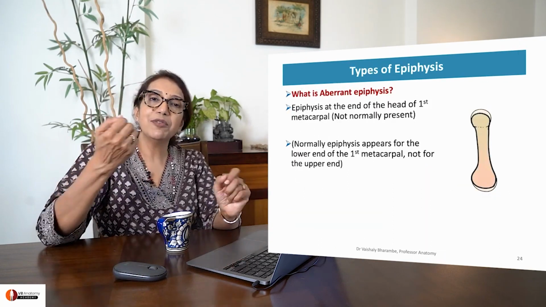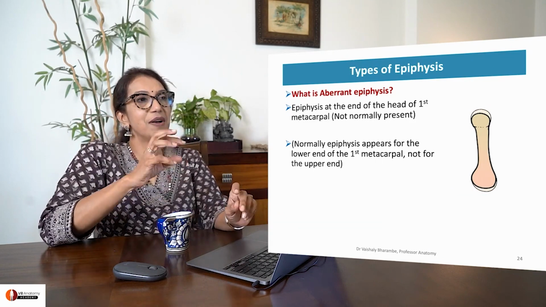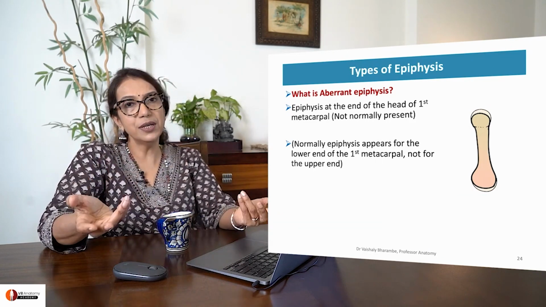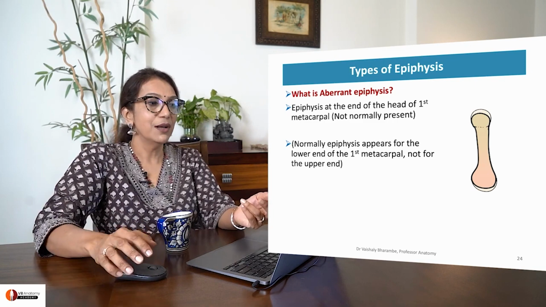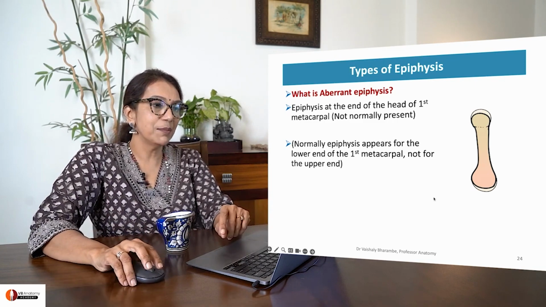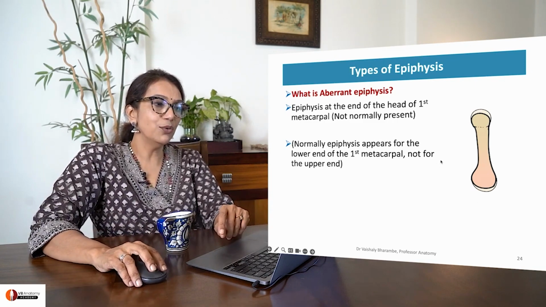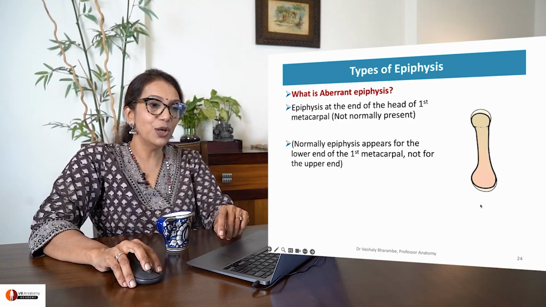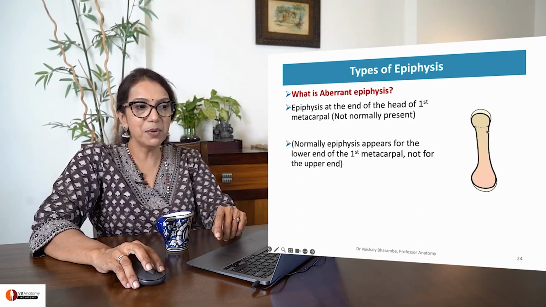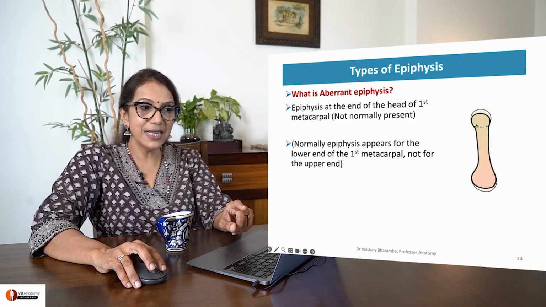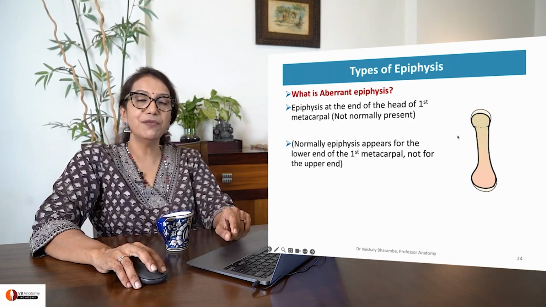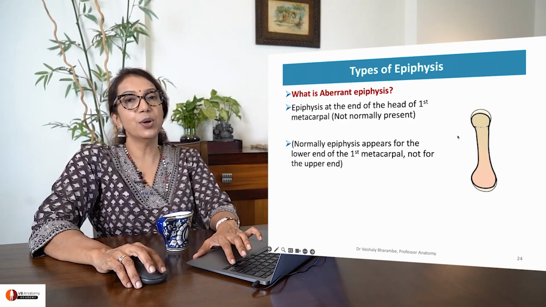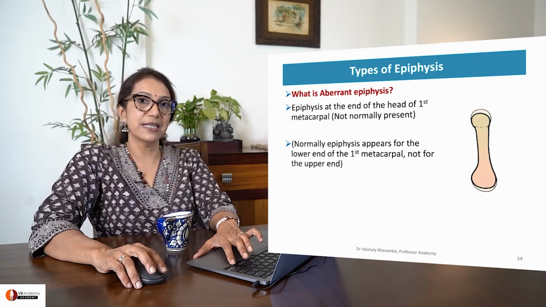What is aberrant epiphysis then? When an epiphysis appears where it shouldn't be, you call it aberrant. For example, now this is a metacarpal. Normally you will have an epiphysis for the lower end. You will not have an epiphysis for the upper end. But in this case, an epiphysis has appeared for the upper end. That is why we call it aberrant epiphysis.